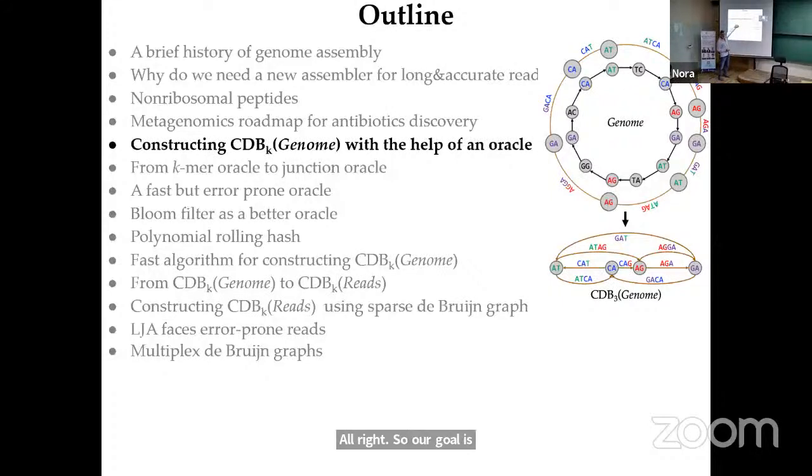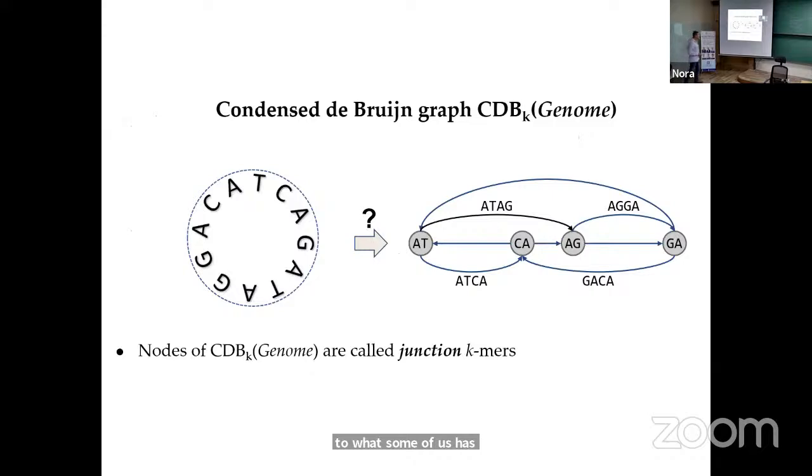So our goal is to develop an algorithm for constructing the condensed de Bruijn graph of a genome. I will start from a genome for simplicity, and the beginning will simply follow what Sean has developed. So given a genome, we want to construct the condensed de Bruijn graph.